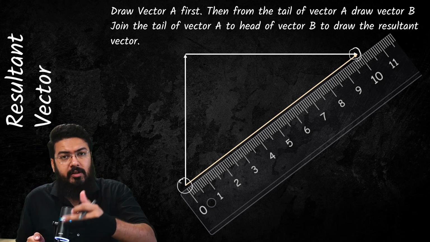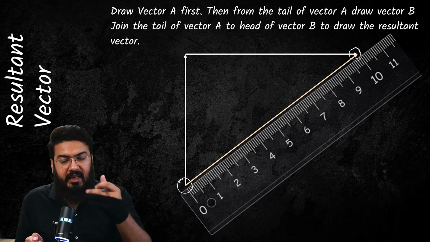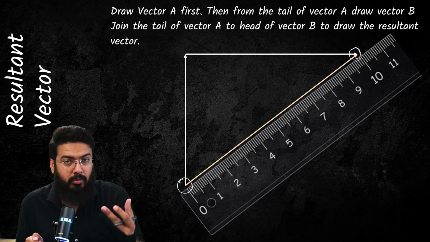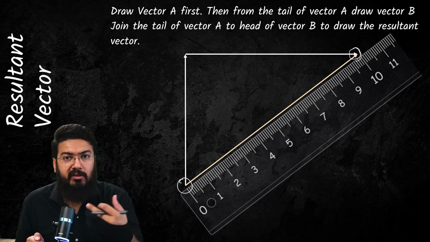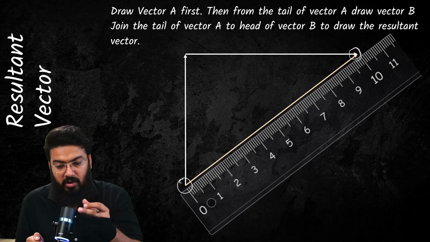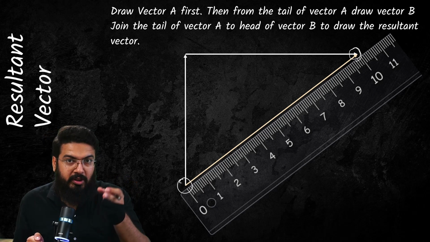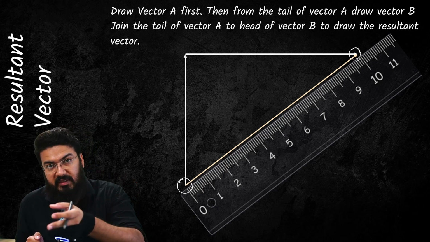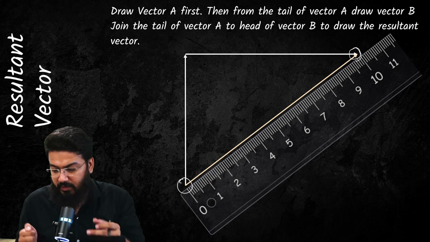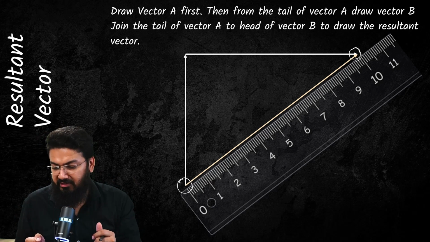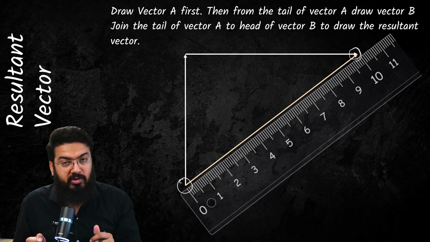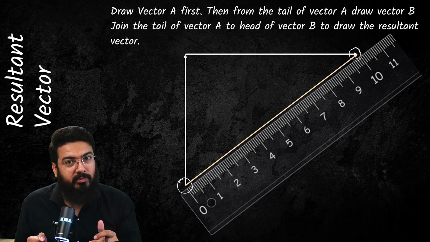Now, had I drawn vector B first and then A, would it have mattered? No. It does not matter in which sequence you draw your vectors, as long as you join the tail of the first vector with the head of the second vector. Now I have this resultant vector in front of me. I can see that it's almost 10 centimeters, so I'm just going to consider it to be 10 centimeters.